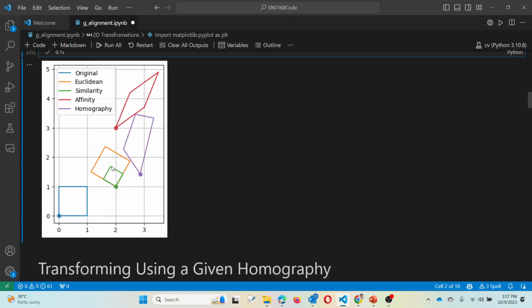Then the similarity scaling down because S was equal to 0.5, and then the affinity. So you can see the lines are still parallel. So these two lines, if you take, they are still parallel. But if you take the homography, the line parallelism is also gone.